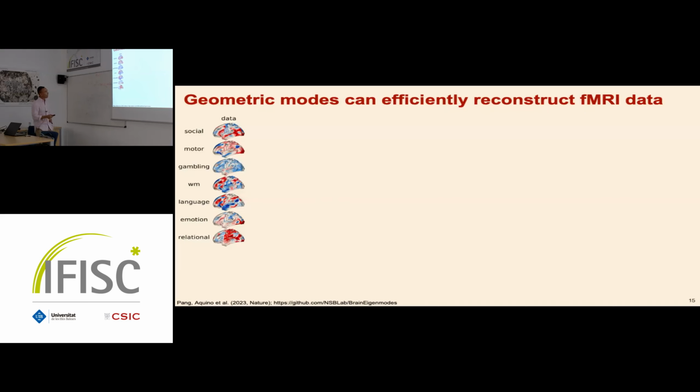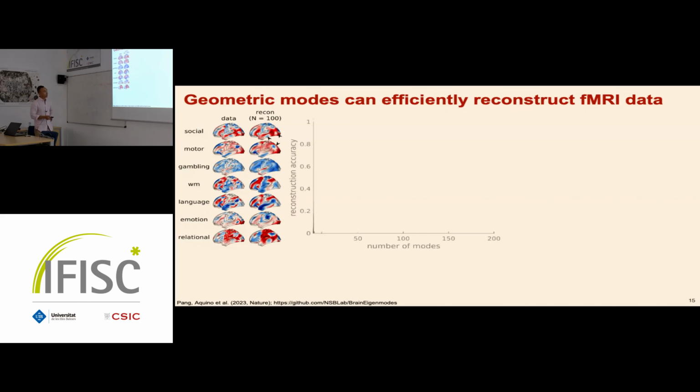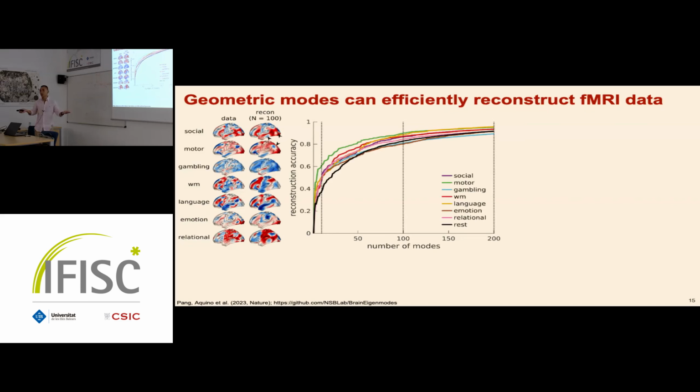And again, if you do your exercise of using the modes to reconstruct your data, you can see that by about 100 modes, most of the information is already encoded in your first 100 modes. And if you do the same exercise and sweep through the number of modes, you can see that if you keep increasing it, you'll recover the full data, which means the geometric modes are a really good basis set for any kind of activity that happens on top of that cortical manifold.